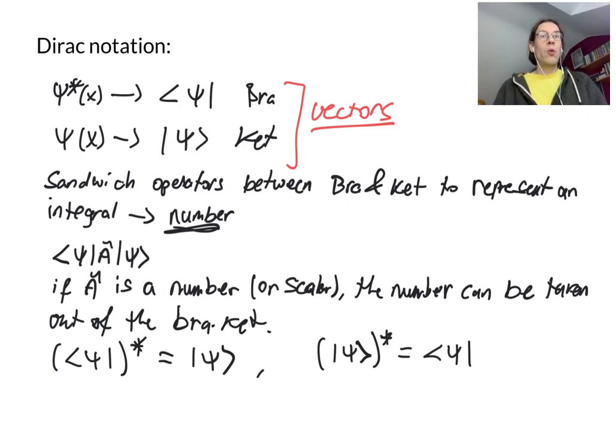We can use that to represent integrals, so anything that is sandwiched between a bra and a ket represents an integral, and that's a number. And if your operator is just a single number, then like you would in an integral, you can take this number out of the bracket and just look at the bracket itself. And that's it. So hopefully this helps you understand Dirac notation. We'll do lots of practice of it, but trust me, it is a lot easier and simpler than writing loads and loads of integrals.